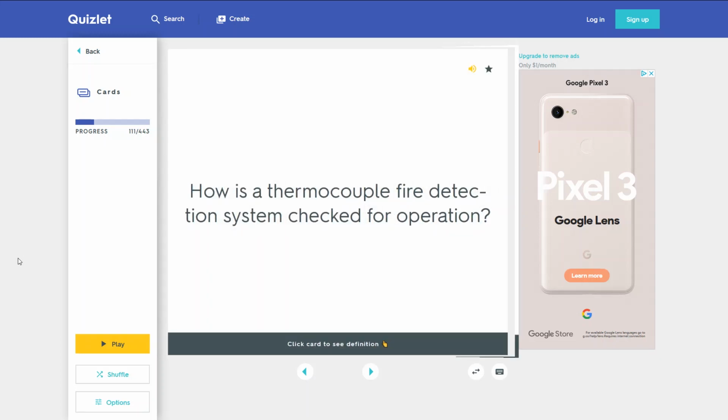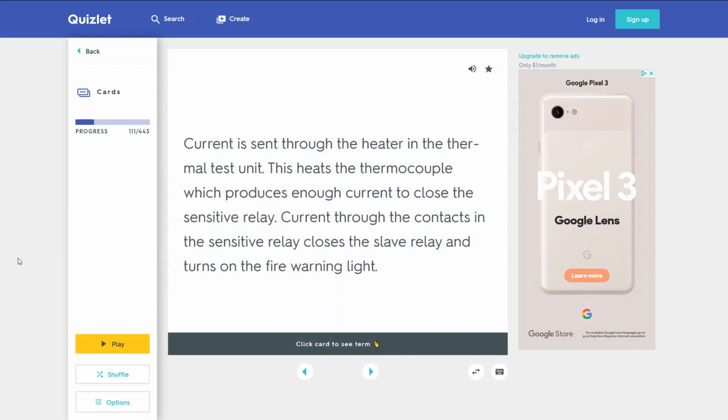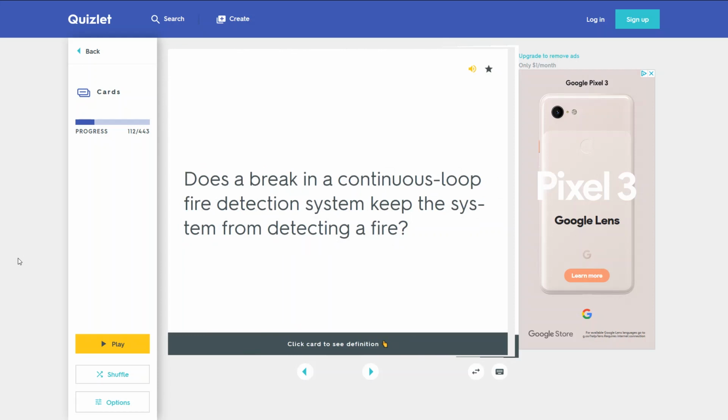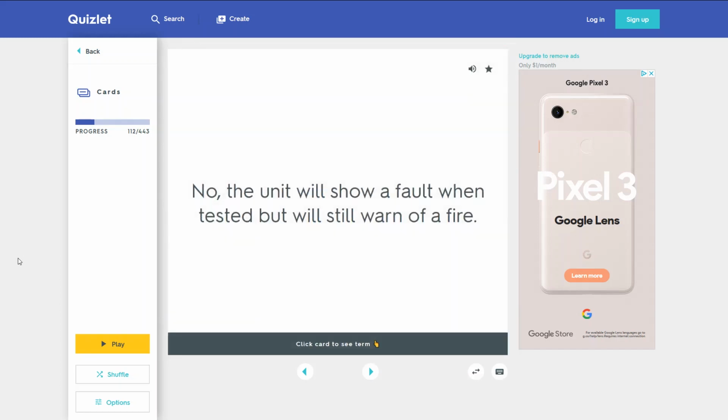How is a thermocouple fire detection system checked for operation? Current is sent through the heater in the thermal test unit. This heats the thermocouple, which produces enough current to close the sensitive relay. Current through the contacts in the sensitive relay closes the slave relay and turns on the fire warning light. Does a break in a continuous loop fire detection system keep the system from detecting a fire? No, the unit will show a fault when tested but will still warn of a fire.